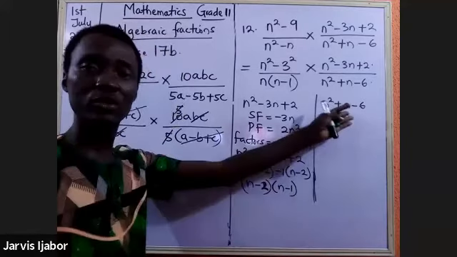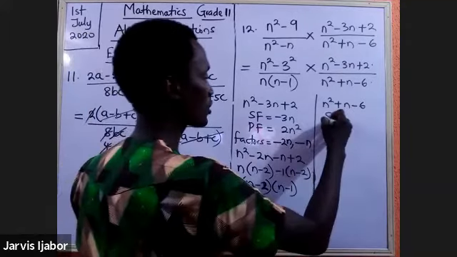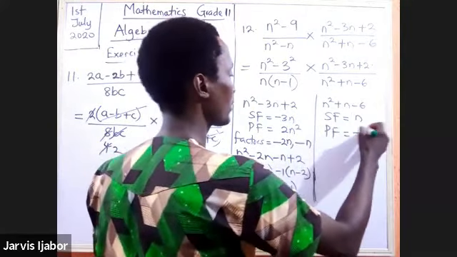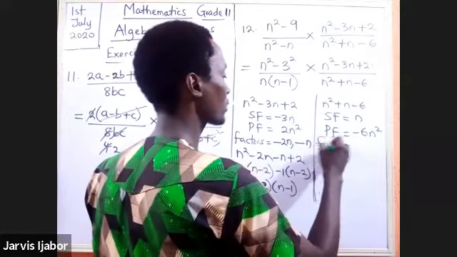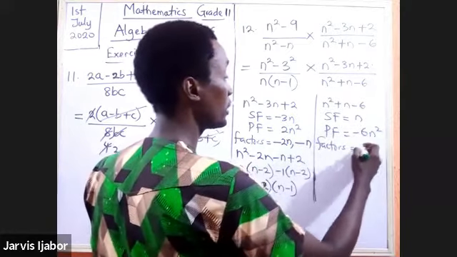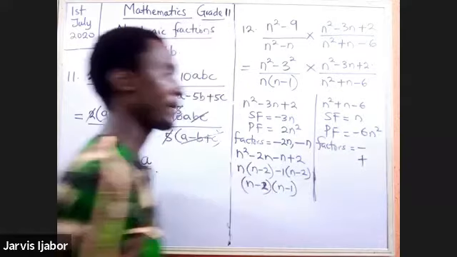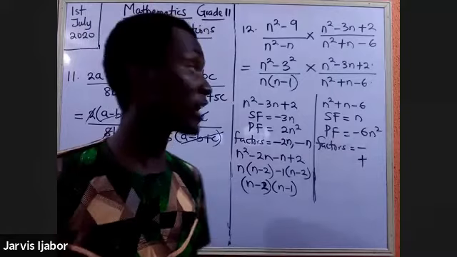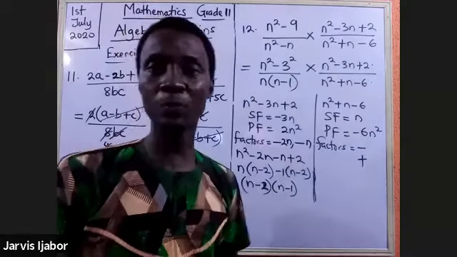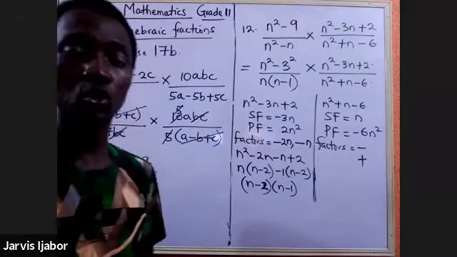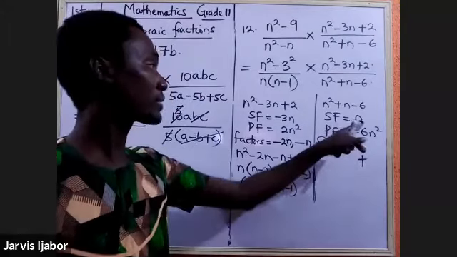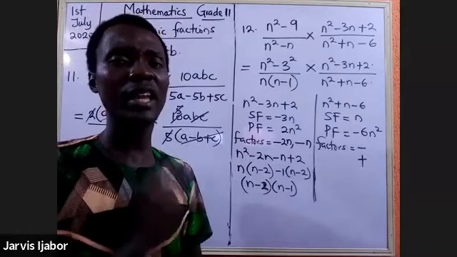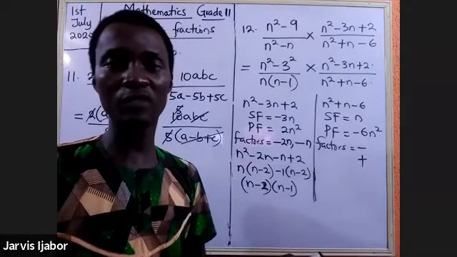So let's try to take care of this one. We're going to have sum of factors as n and product of factors as minus 6n squared. So what are the factors? Factors will be negative and positive. Why? Because the product is negative. The only way you can have a negative product is when one term is positive and the other is negative. To confirm, you look at your sum. Your sum is positive. It means that the negative number is smaller and the positive number is bigger.